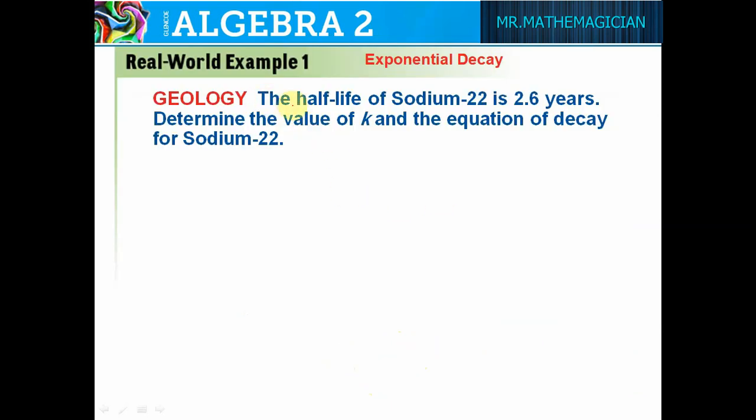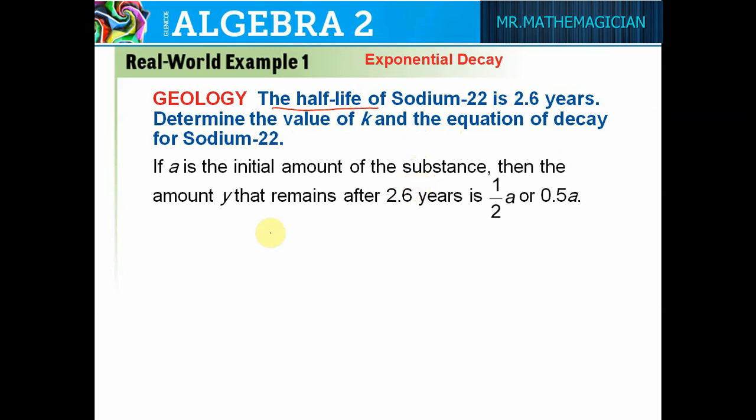Example: the half-life of sodium 22 is 2.6 years. Determine the value of k and the equation of decay of sodium 22. The half-life is the time taken for a substance to be half of its original. So, if A is the initial amount of the substance, then the amount y that remains after 2.6 years is half of A, meaning half of the original amount, or 0.5A.